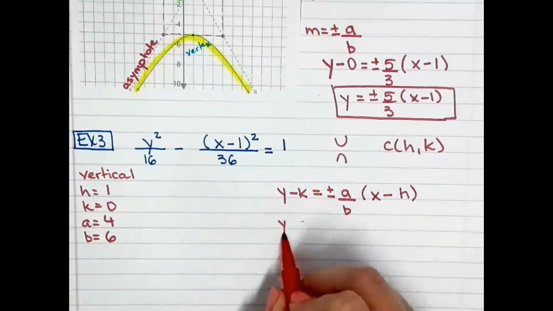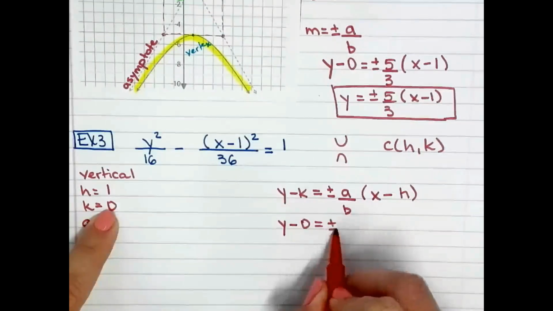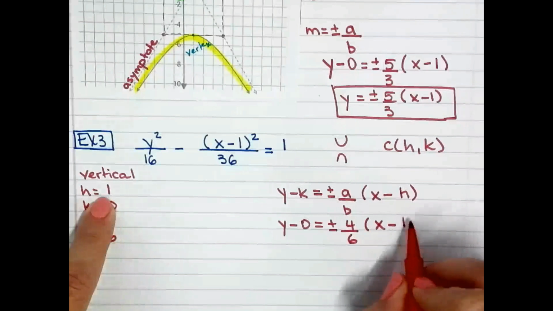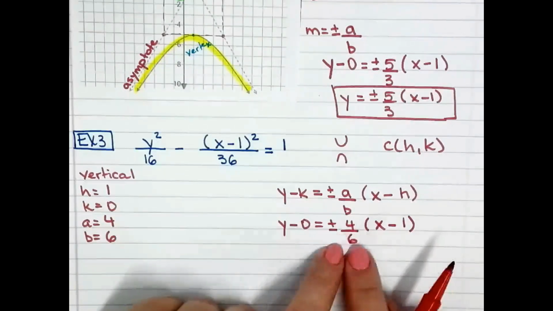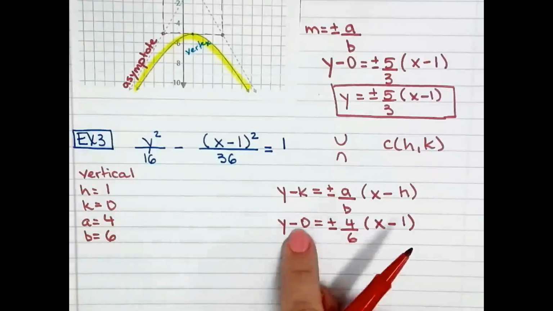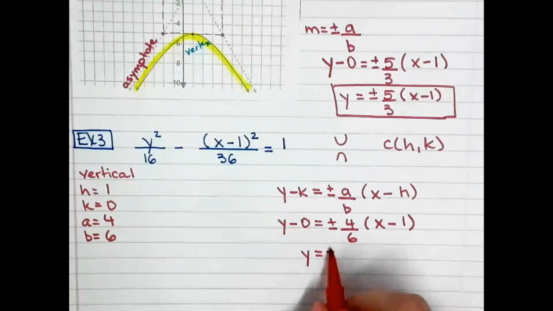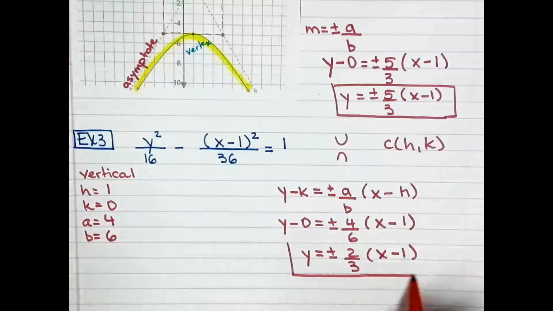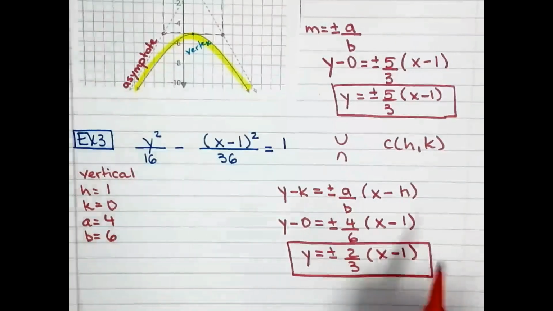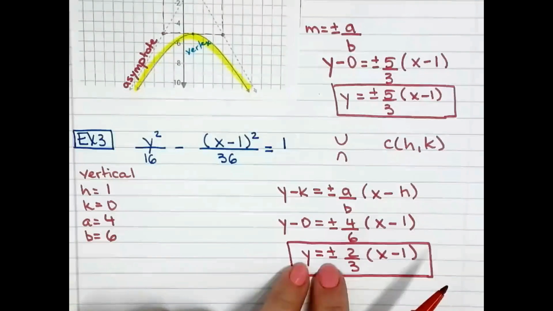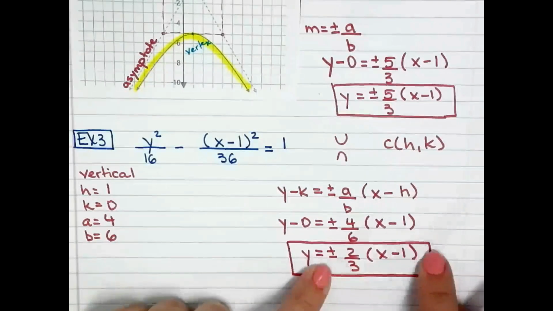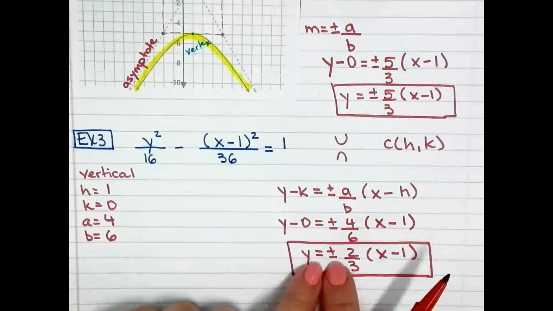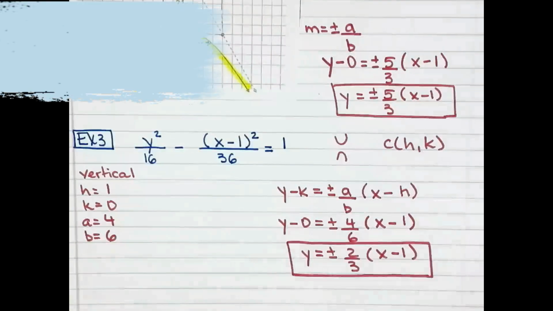Okay, we have everything. So Y minus K is 0, plus or minus A is 4, B is 6, X minus H is 1. Now, like I said in the previous example, you have to simplify the fraction, always. And let's clean that up too, because it looks better. Y equals plus or minus 2 over 3, X minus 1. Again, plus or minus, that doesn't exist. It means that one equation is y equals 2/3 times x minus 1, and the other one is negative 2/3 times x minus 1. Bye.